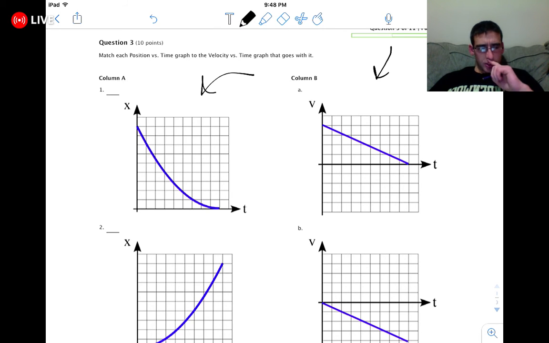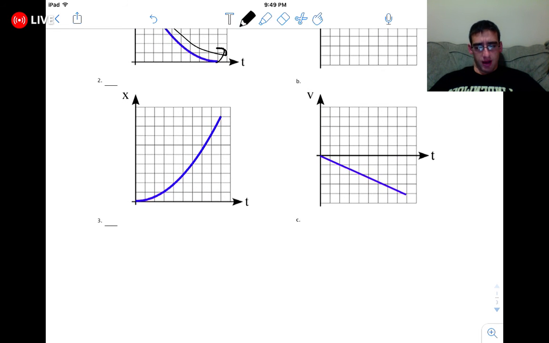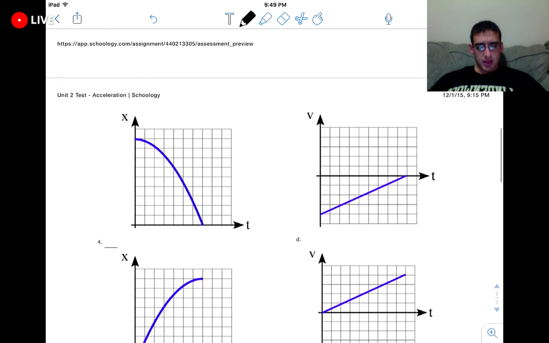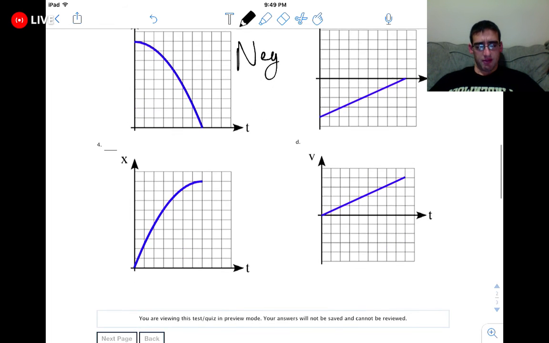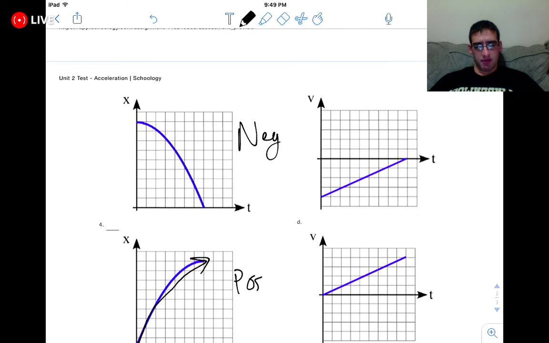Okay, let's do all the positives and negatives first, because that's super easy, okay? So this graph right here, it's going downhill, so it's negative. This one is going uphill, so it's positive. This one's going downhill, so it's negative. This one's going uphill, so it's positive. So again, uphill tells me positive, downhill tells me negative.